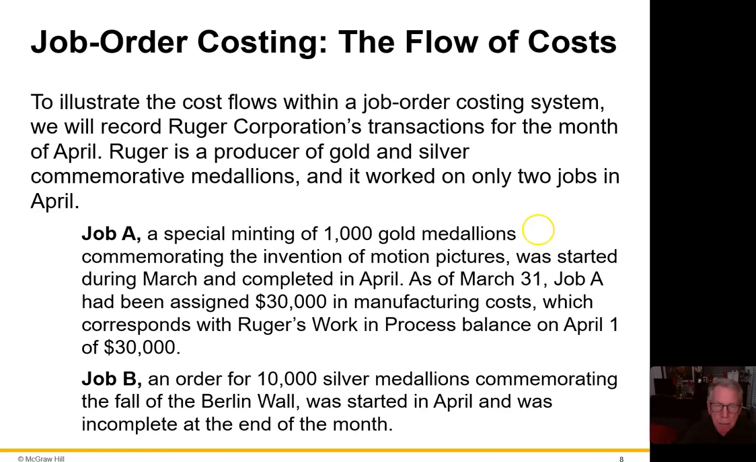As of March 31, Job Alpha had been assigned $30,000 in manufacturing costs, which corresponds with Ruger's work in process balance on April 1 of $30,000. Job Bravo is an order for 10,000 silver medallions commemorating the fall of the Berlin Wall, and it was started in April and was incomplete at the end of the month.